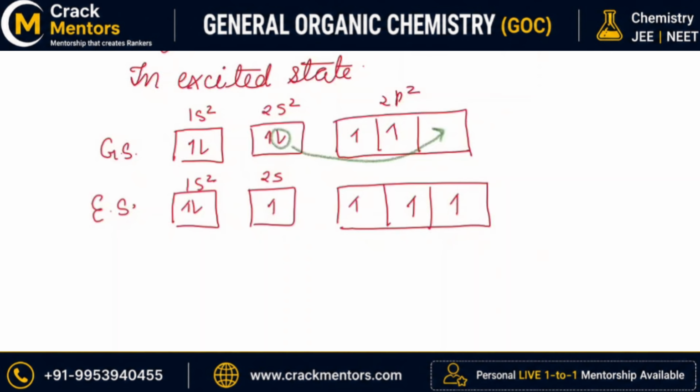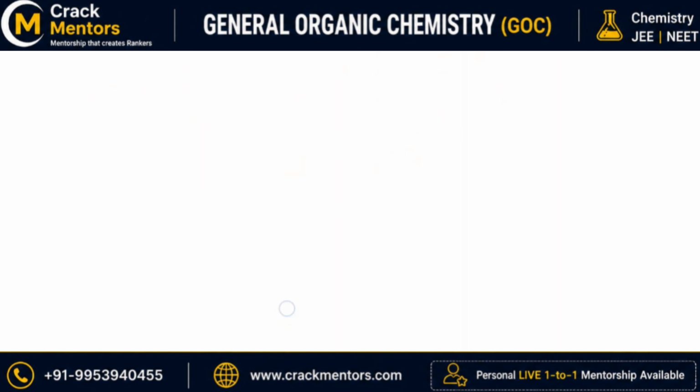Now you know the valency becomes 4. Here one electron can come, here also and also here. So the valency of carbon will be 4.